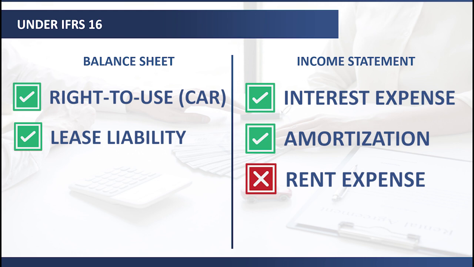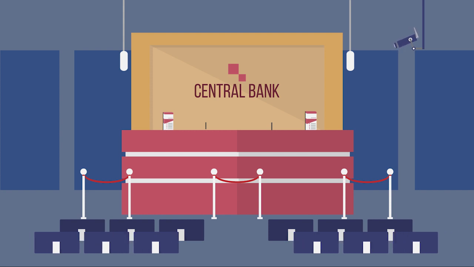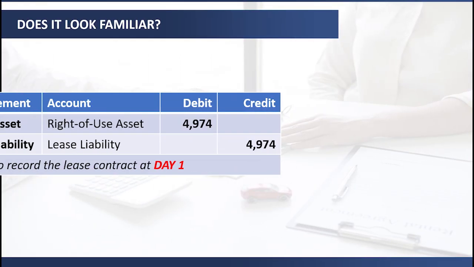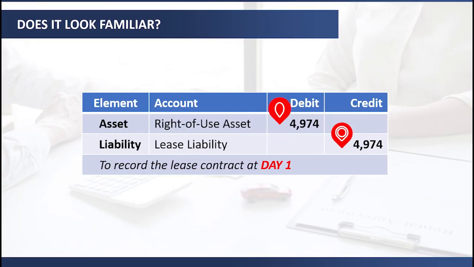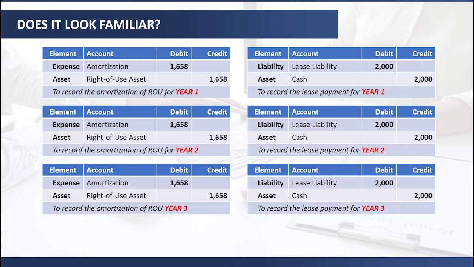If all these entries look familiar to you, then you are right. It is actually similar to what would happen if instead of renting a car, the company goes to a bank, borrows money payable in 3 years, buys a car in cash using the borrowed money, depreciates the car, and makes principal payments to the bank, incurring interest expense along the way. If you look at it that way, all the entries under IFRS 16 make much more sense.